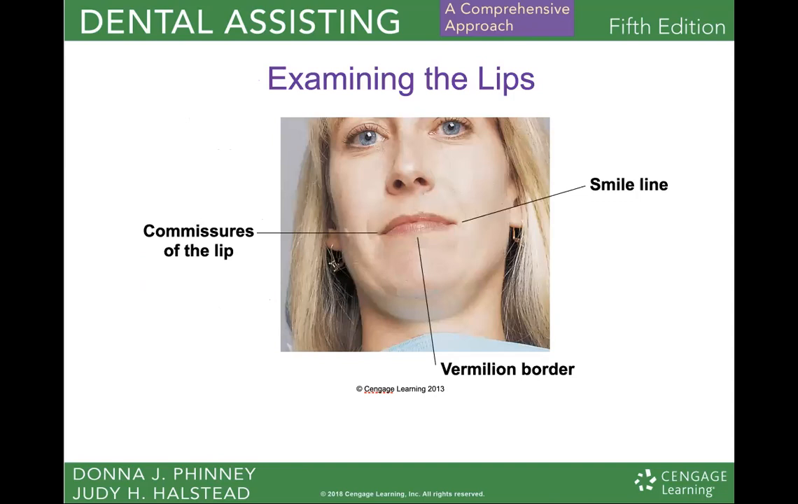So the vermilion border is the line between the lip and the normal skin, as shown here in this picture. The smile line extends outward from the corner of the mouth, and the commissure of the lip is where the vermilion border of the upper lip meets that of the lower lip. So these are the commissures, the corners of the lips.